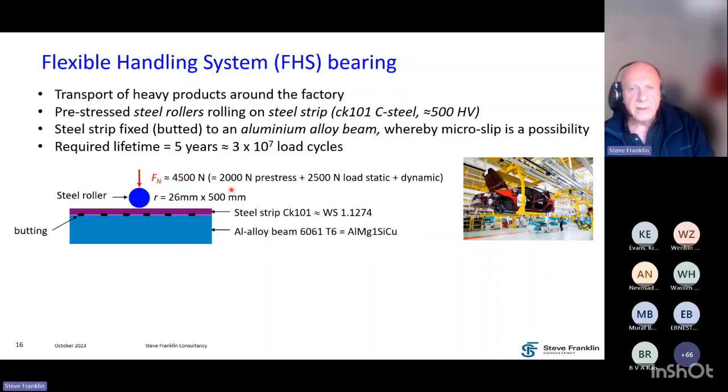So we have a total normal force of 4.5 kilonewtons. So that's 2 kilonewtons pre-stress and 2.5 kilonewtons load on the products that are being carried. And the required lifetime of this is about 5 years, which is equivalent to about 30 million load cycles of rolling back and forth over the steel strip.